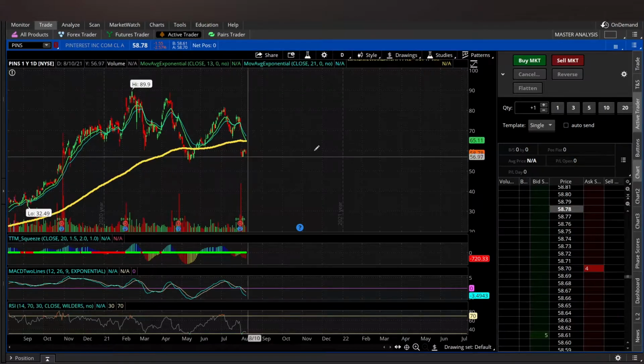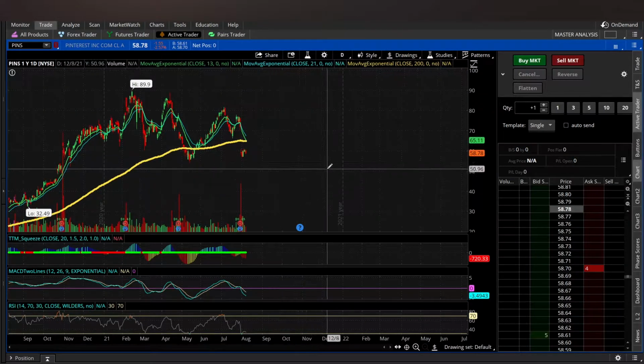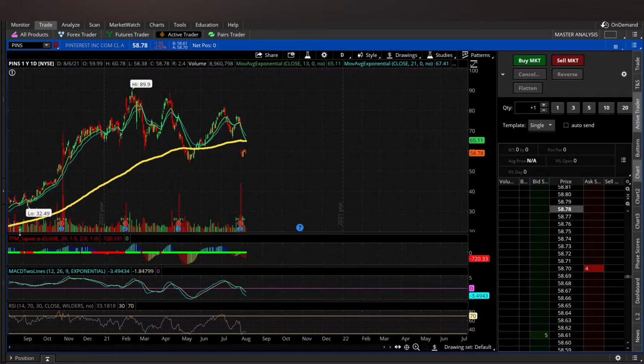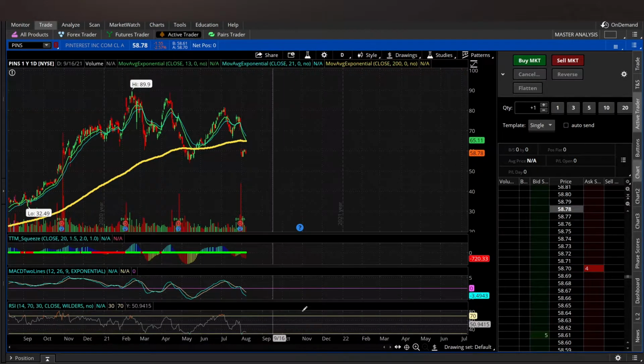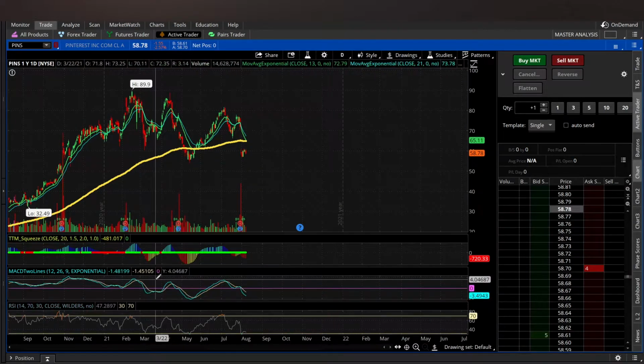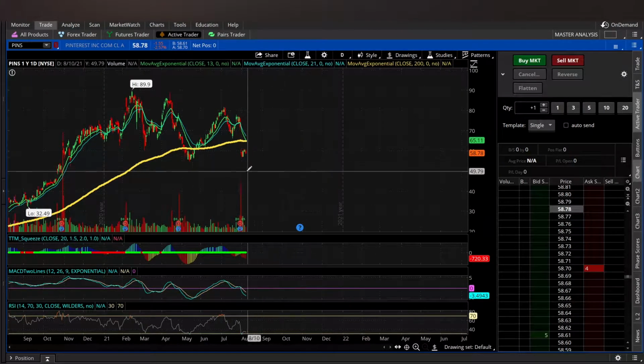All right, so let's actually do the technical analysis together. Right now I have the TTM Squeeze, MACD, and the RSI. Those are basically my main technical analysis indicators, whatever you want to call it. Really, that's it, very simple. I don't need anything more.